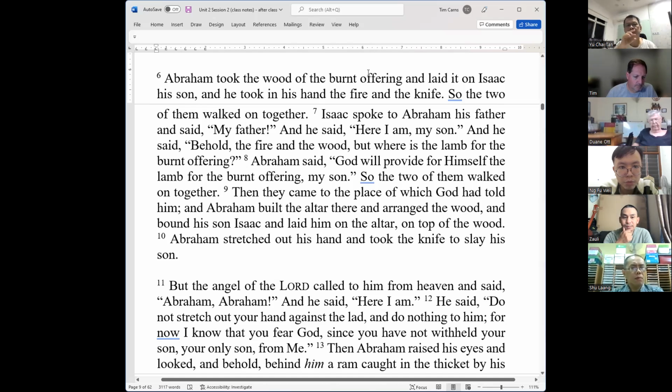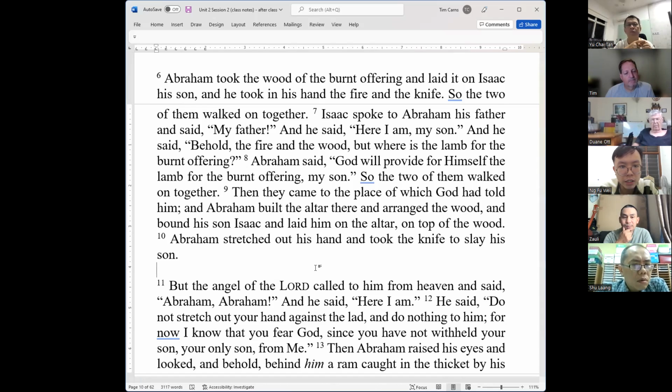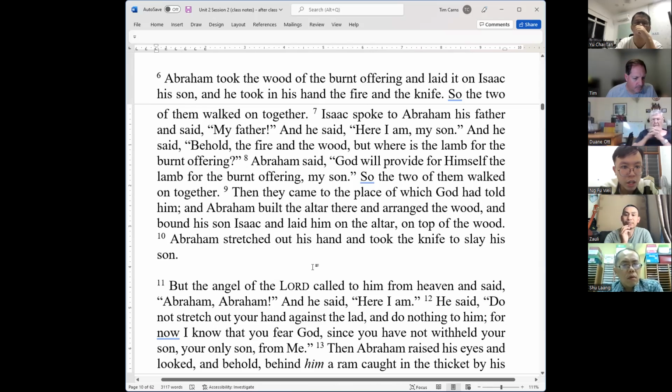And Abraham built the altar there and arranged the wood, and bound his son Isaac and laid him on the altar, on top of the wood. Abraham stretched out his hand and took the knife to slay his son.